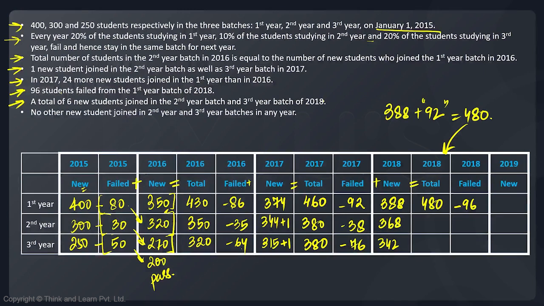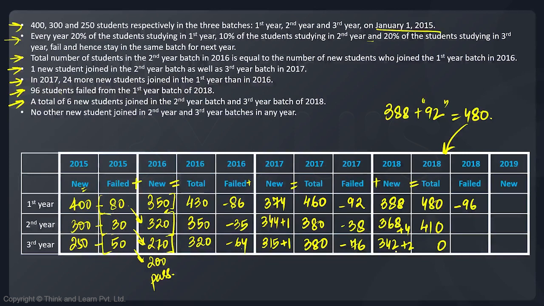and third year batch of 2018. So we need to divide 6 in such a way that both these numbers add up to 0. So 38 plus 368 plus 4 will end in a 0. 76 plus 342 plus 2 will also end in a 0. So let's add it. 368 plus 38 plus 4 is 410.